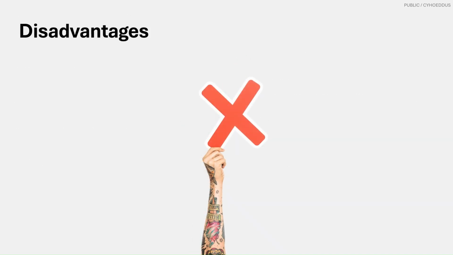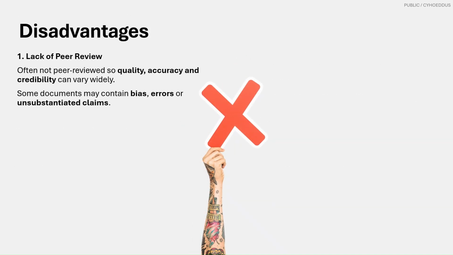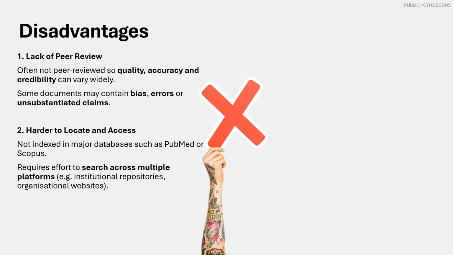There are some disadvantages to using grey literature, including lack of peer review. Some documents may contain bias, errors, or unsubstantiated claims. It can be harder to locate and access. It requires more effort to search across multiple platforms. Citation and validity issues. URLs and documents may disappear or change.